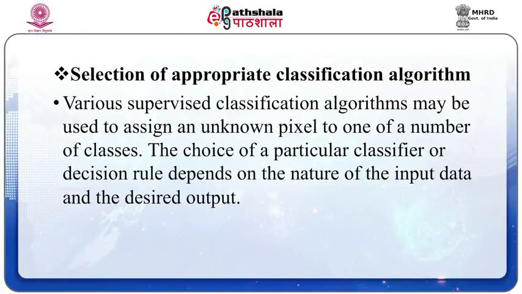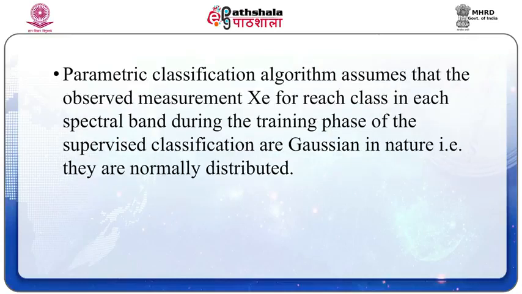Selection of appropriate classification algorithm. Various supervised classification algorithms may be used to assign an unknown pixel to one of a number of classes. The choice of a particular classifier or decision rule depends on the nature of the input data and the desired output. Parametric classification algorithms assume that the observed measurement vectors Xc for each class in each spectral band during the training phase of the supervised classification are Gaussian in nature, that is, they are normally distributed.